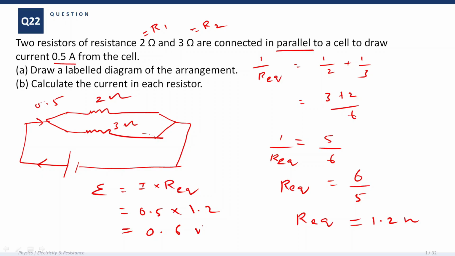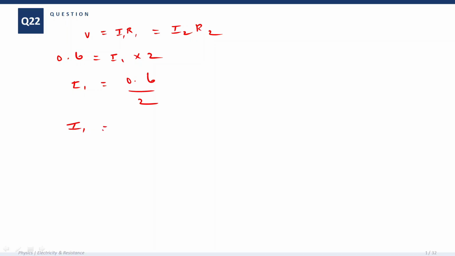And now for each branch the potential is same. The resistors are connected in parallel. Then we will write V equal to I1 R1 equal to I2 R2. So it is 0.6. I1 we don't know. Let us take R1 is 2. Then I1 equal to 0.6 by 2. I1 equal to 0.3 amperes.